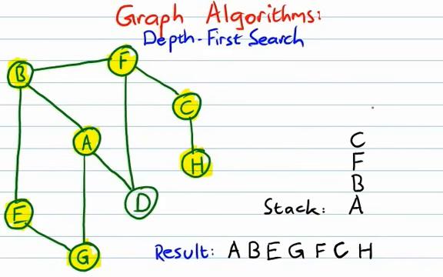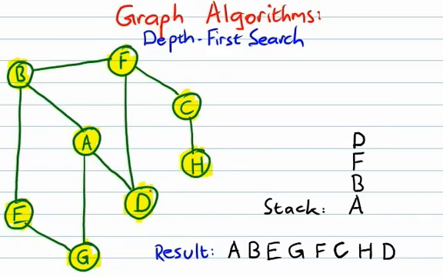Now there's no place new to go from C, so we'll pop it off the stack, which takes us back to F. Now from F, there is a connection to a vertex we haven't visited yet, and that's D. So we can push D onto the stack, we can visit it, and we can mark D as visited.